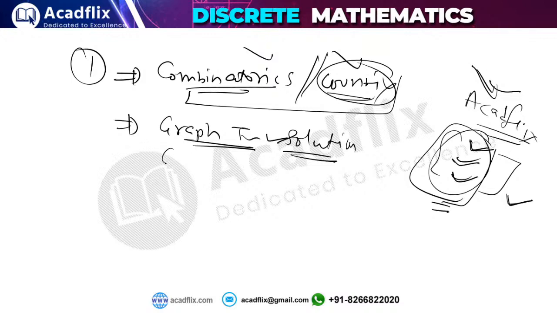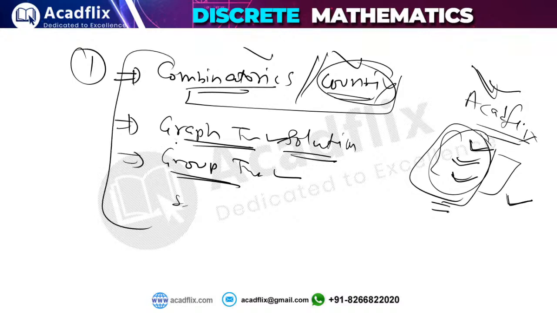In group theory also some topics are remaining. Ring, field, homomorphism, isomorphism, these things are remaining. And solutions of set theory. So these 4 or 5 things are remaining. We will take all these classes, don't worry. I will take all these classes.